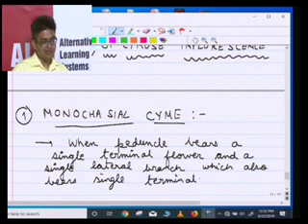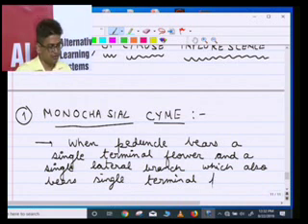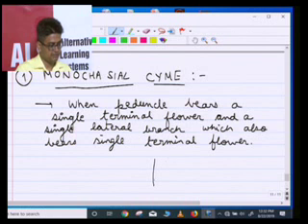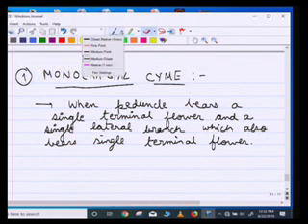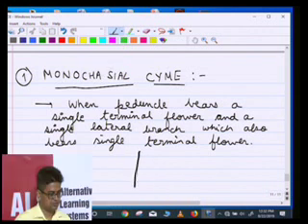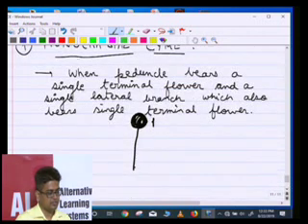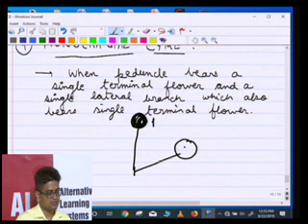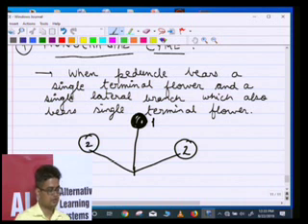Now it's looking very odd in language. I assure you it's very easy to understand. Just see this diagram. It's like this. This is the single terminal flower, first flower, oldest flower. After this, the next flower will come out like this. Second flower. Now the third flower will be here.